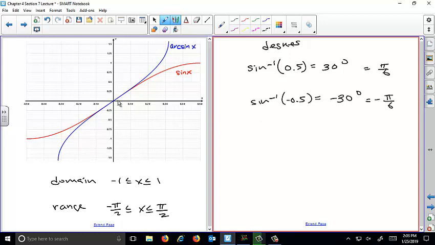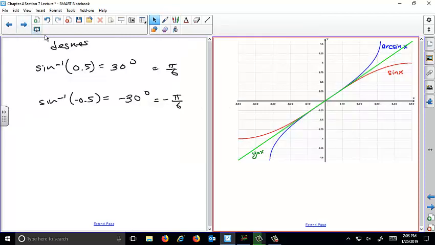But a lot of times, we want to know the answer from 0 to 2 pi. So we somehow have to take this information and apply it to get that, but we'll talk about that later. Okay, here's the line y equals x, and you can see how the two functions are symmetric around this line y equals x. So it satisfies the normal requirements for inverse functions.